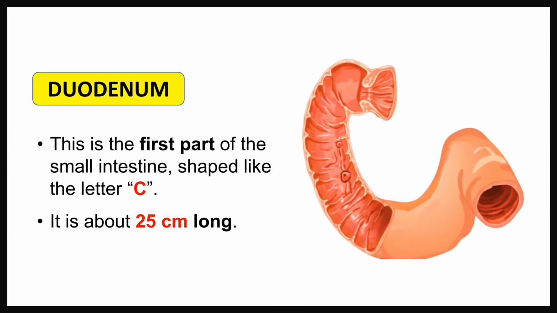Let's discuss duodenum. This is the first part of the small intestine and it's shaped like a letter C. As you can see on the right side of the screen, duodenum is just shaped like a letter C. It's about 25 centimeter long. Let's move toward our next slide.